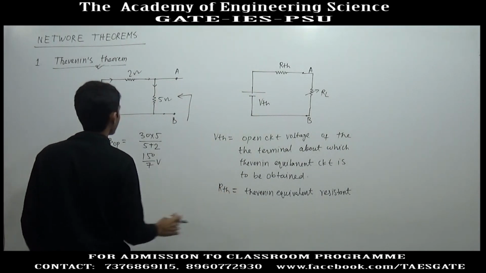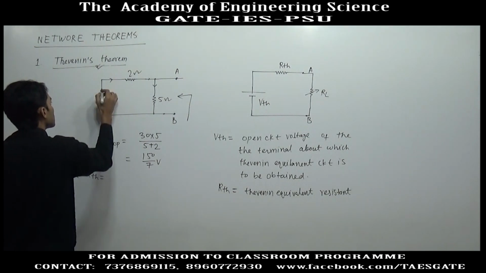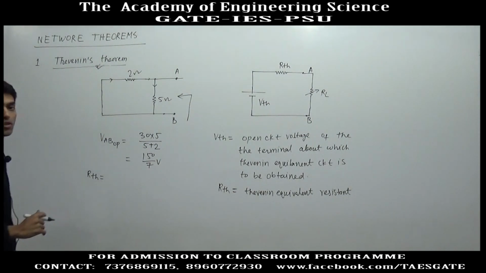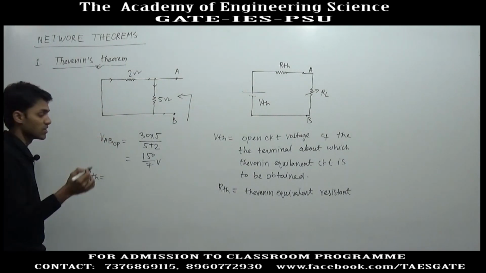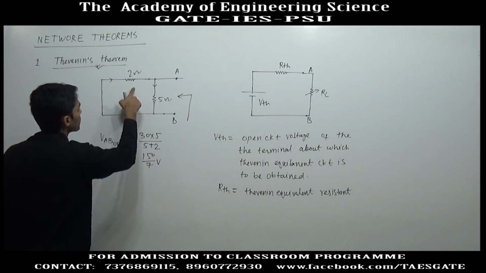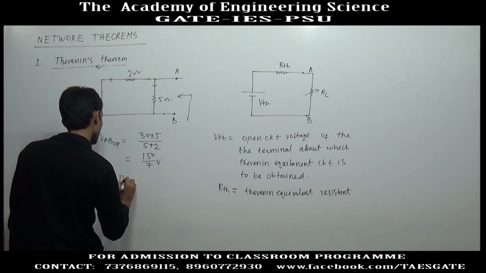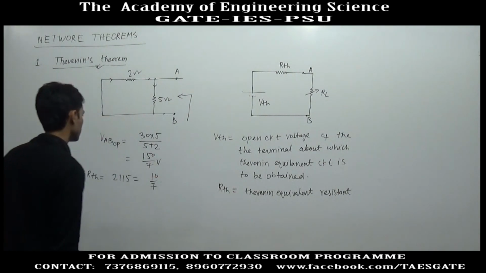So for calculating RTH, the independent sources are removed. Independent voltage sources will be short circuited. This we have already studied in the previous lecture. So RTH is the parallel combination of 2 and 5. This will be 10 divided by 7.